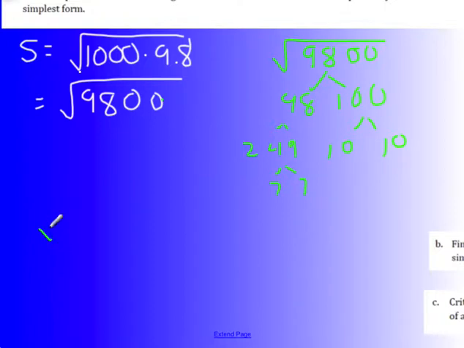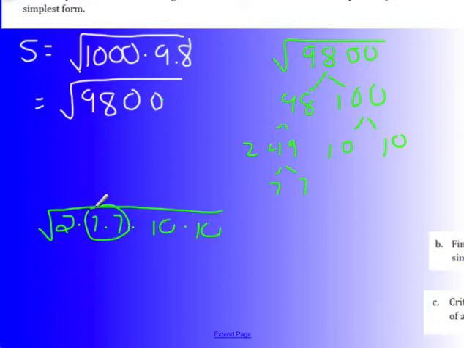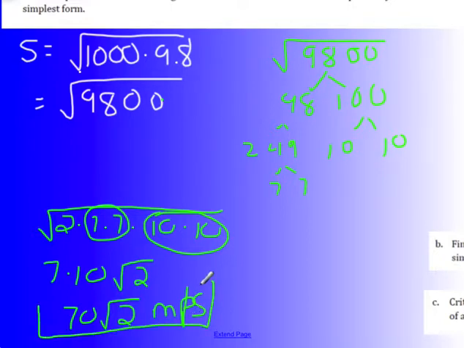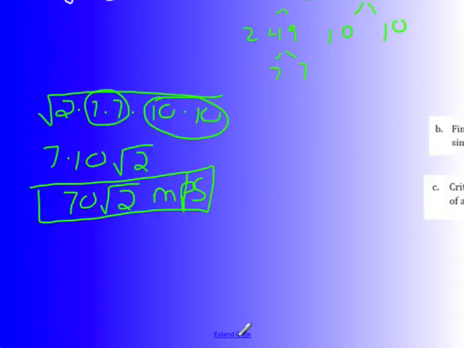So if we go and write this out all as one radical, I'm going to have the 2, and then I'm going to have 2 7s, and I'm going to have 2 10s. So I'm going to take out a pair of 7s and I'm going to take out a pair of 10s. So on the outside I'm going to have 7 times 10 and left underneath the radical is 2. 7 times 10 is 70 and then square root of 2. Now that represents the speed in meters per second. So the speed is 70 square root of 2 meters per second.